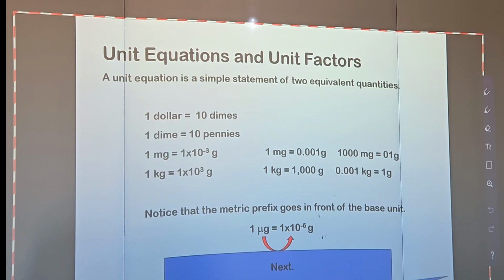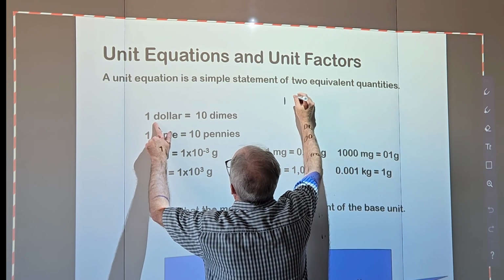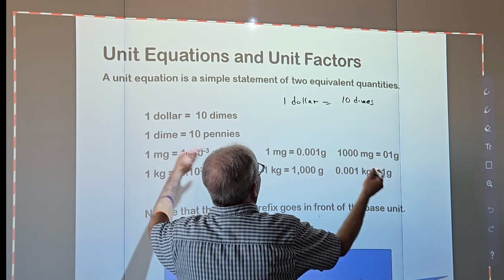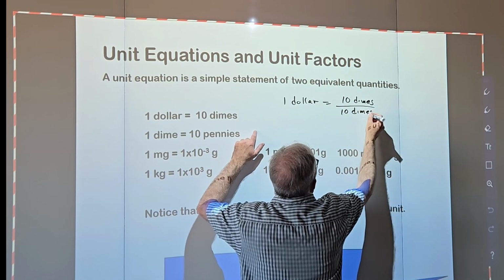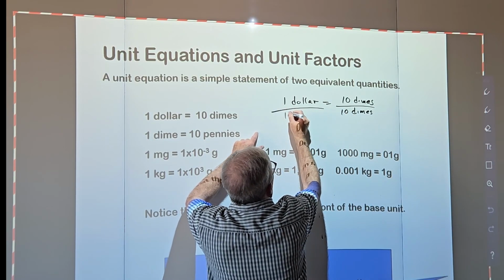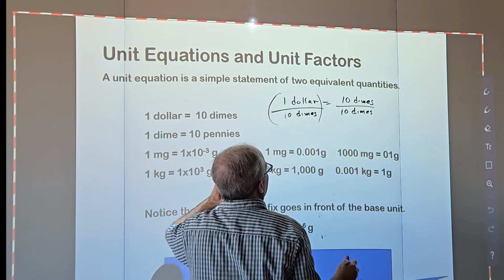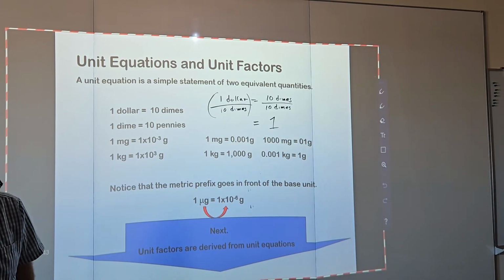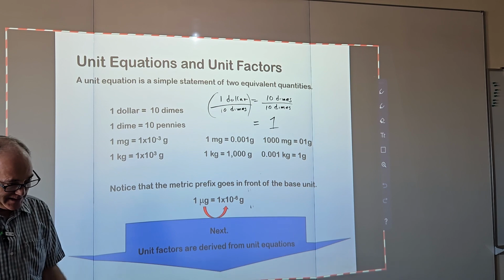Let me see if I pull that back up. Over here, if I take $1 equals 10 dimes, and I'm going to divide both sides by 10 dimes, because in math class we learn that what we do to one side of the equation, we do to the other. Well, that's 10 dimes over 10 dimes. That equals 1.